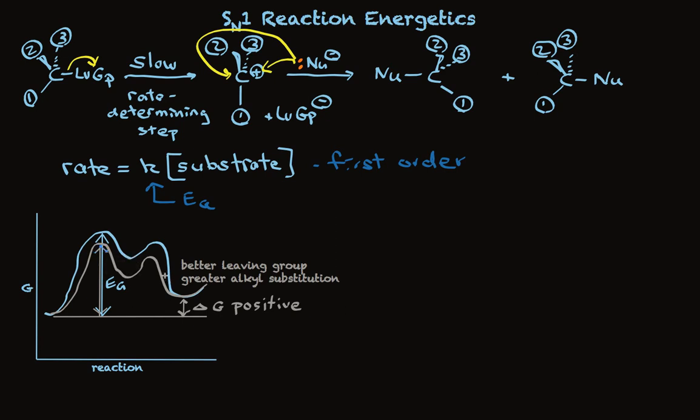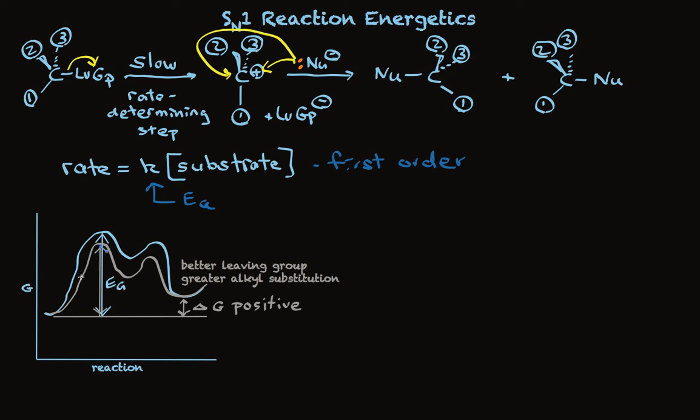So those changes in leaving group and alkyl group substitution affect the activation energy in the first step, and this will be a lower hump. You'll notice that I've also implied that those changes will affect the stability of the carbocation intermediate, and we can talk about that another time. But it's not the stability of the carbocation intermediate that's important, is it? It's the stability of the transition state that's important, because that's what affects the activation energy.